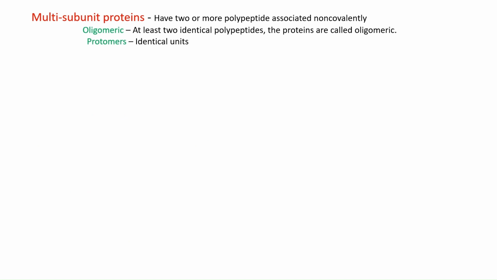Multi-subunit proteins are those proteins that have two or more polypeptides associated together. The protein is called oligomeric if it contains at least two identical polypeptides. And those identical units are called protomers. For example, hemoglobin. Hemoglobin consists of 4 polypeptide chains, 2 alpha chains and 2 beta chains. So this is an oligomeric protein because it has at least 2 identical polypeptides. So multi-subunit proteins are proteins that consist of more than one polypeptide chain.